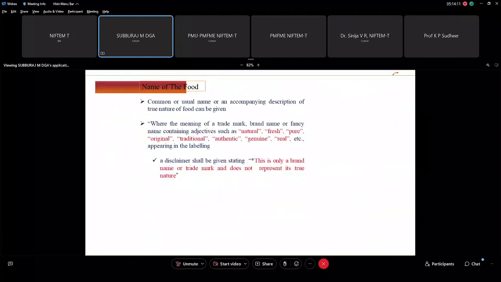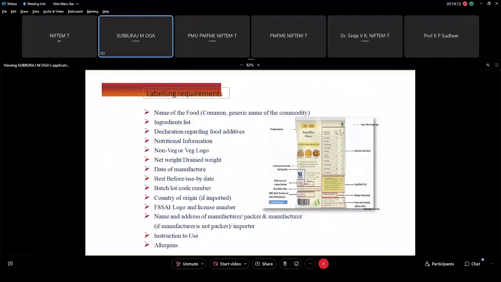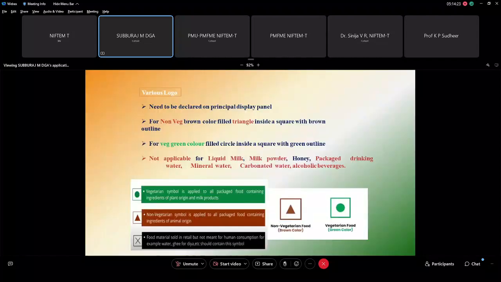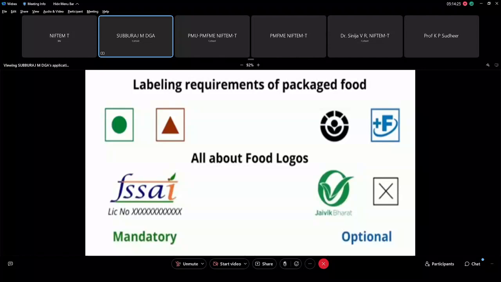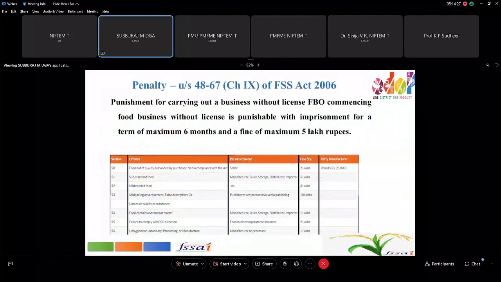For packaging, there are 14 areas: 14 things, such as name of the food and ingredients. While you are packing, you have to keep these things in mind. Otherwise, your product may be misbranded by the food safety authorities.